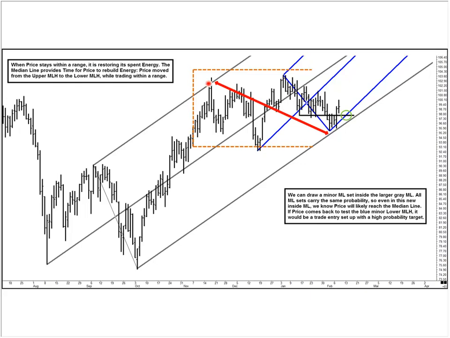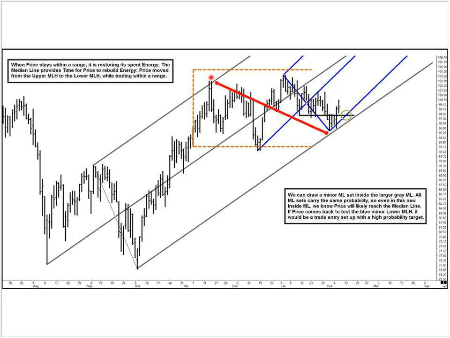So in this case, what we see often, take a look. When price stays within a range, and these are my words, it's restoring its spent energy. The median line provides time for price to rebuild energy. Price moved from the upper median line parallel to the lower median line parallel while trading within the range, while it restored energy. We got long here, pitched them out here when it got to its extreme.